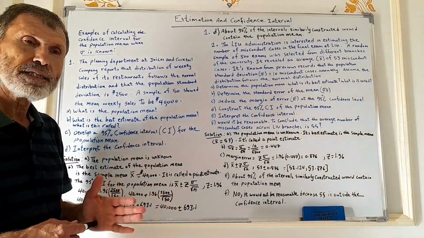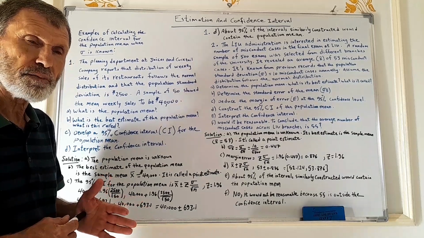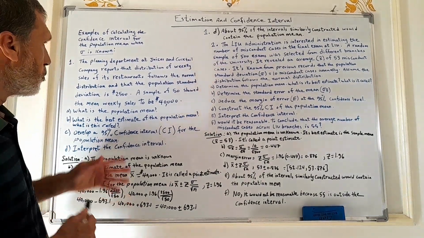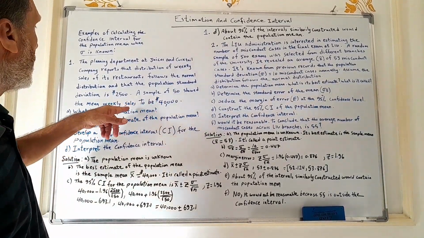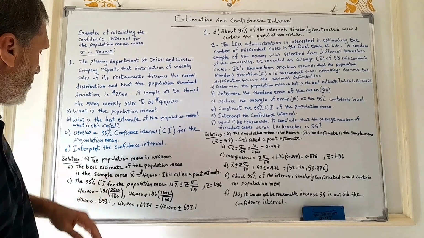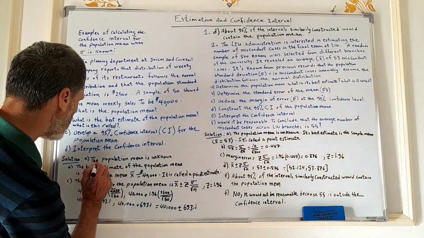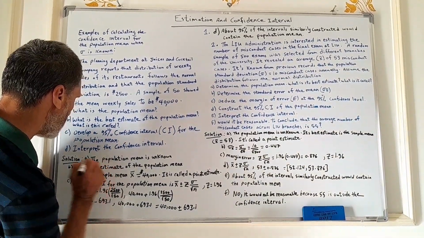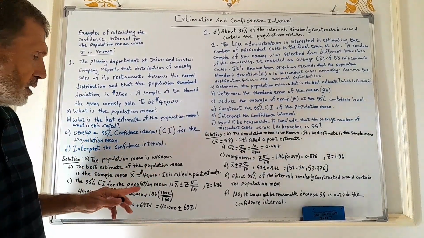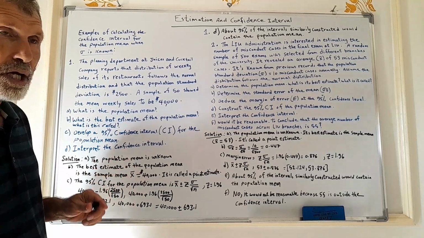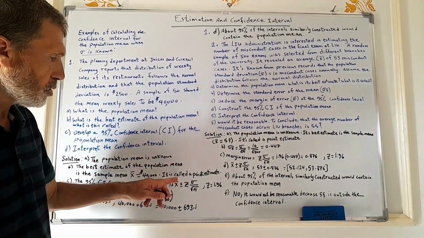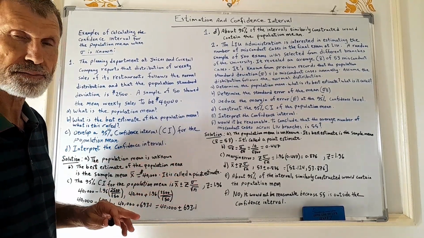The question says, what is the best estimate of the population mean? The best estimate of the population mean is the sample mean, which is $40,000. It is called a point estimate.